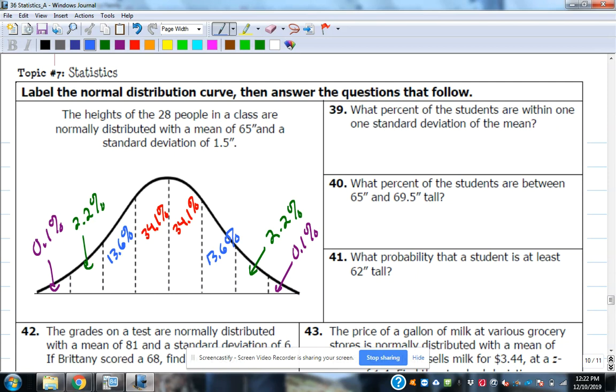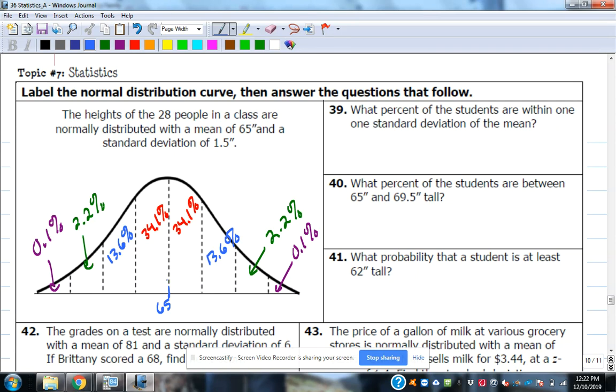All right, so let's apply this curve and these percentages to some of these problems. The first thing we want to read says the heights of 28 people in the class are normally distributed with a mean of 65 inches and a standard deviation of 1.5 inches. If we apply that to this curve, where does the 65 go? Right there in the middle line.